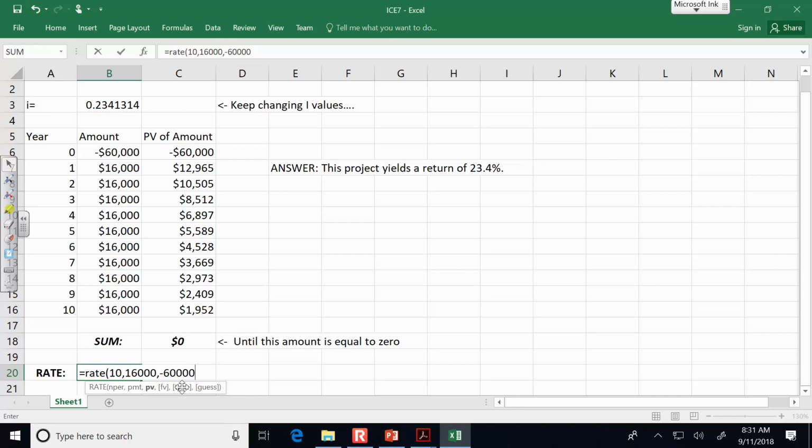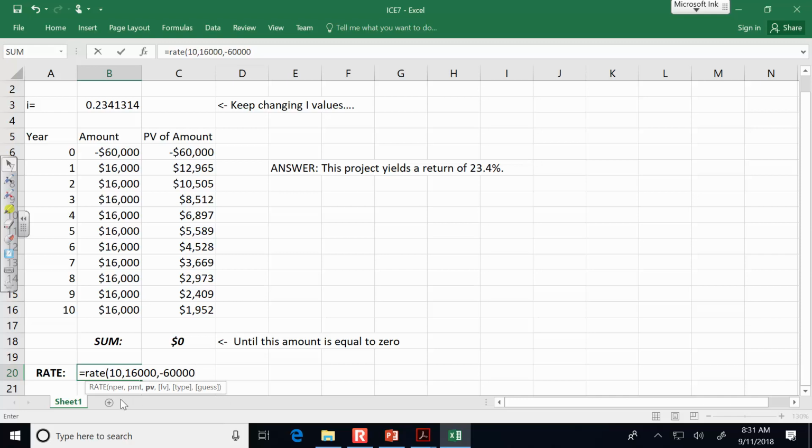And the default assumption is that the payments are at the end of the year, so we don't have to put anything for that. And then here it also says you could give it an initial guess, and then it would be able to solve for the rate more quickly. But this is a pretty simple calculation anyway, so it doesn't speed things up that much by providing an initial guess. We don't have to.